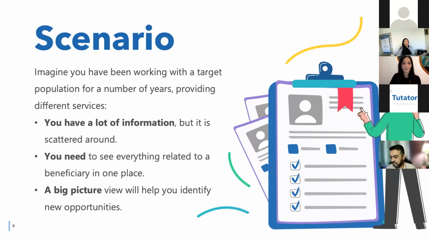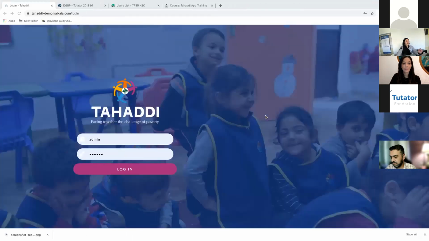You may need to see everything related to a specific beneficiary or group of beneficiaries, like a family, in one place, so you can address their particular needs. You will also probably need a big picture that can help you identify new opportunities, whether they are for funding or for new needs that need to be addressed. So let's talk about it a little bit.